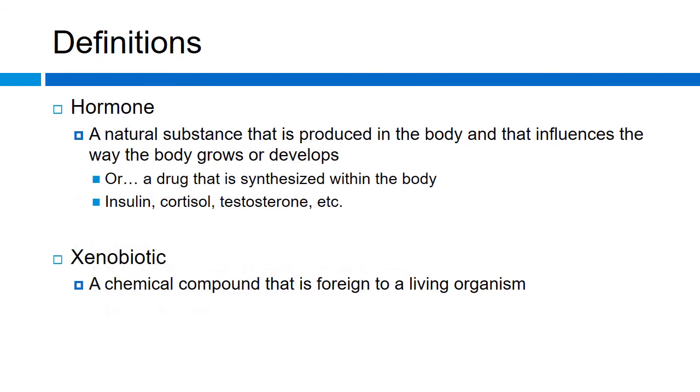Hormone, we already mentioned in the physiology class, but again, it's just a natural substance that the body is producing to influence the way the body grows or develops. So we'll talk more about this in the endocrine section of physiology, but usually it's going to be a drug that is basically synthesized within the body. So it could be insulin, testosterone, cortisol, all these things can act as hormones within the body.